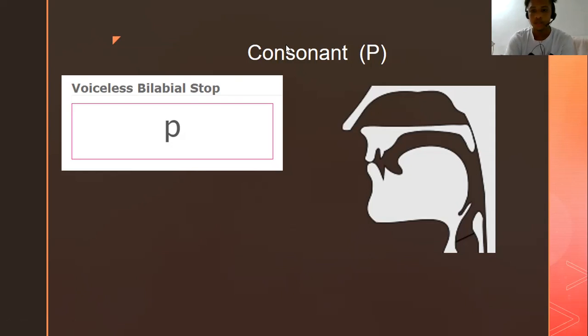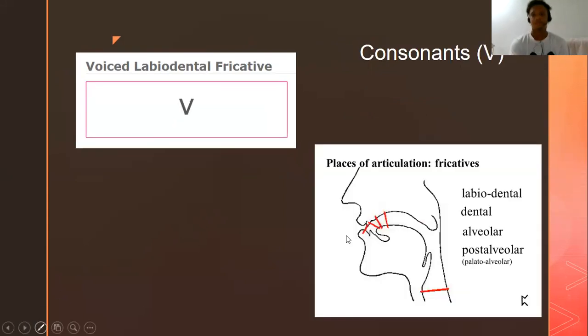Let me share the other one. Okay, let's continue with the other consonants. Sorry. Hi, what is happening here? Okay.